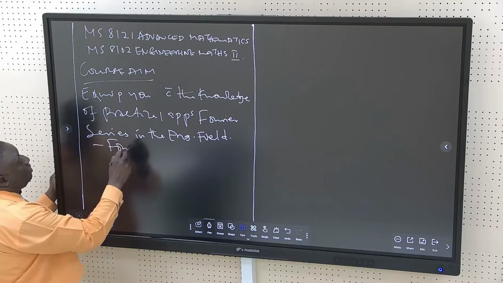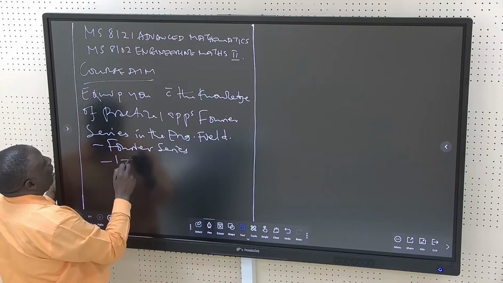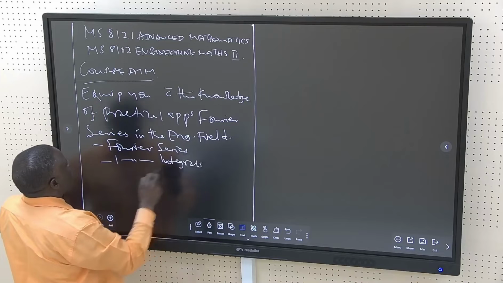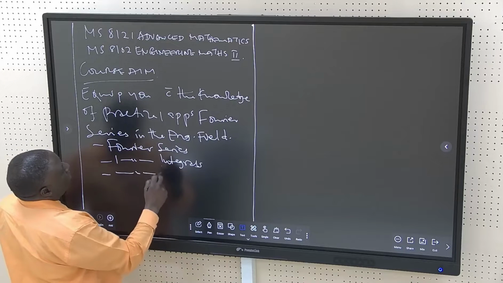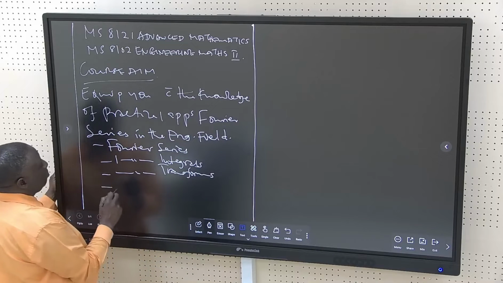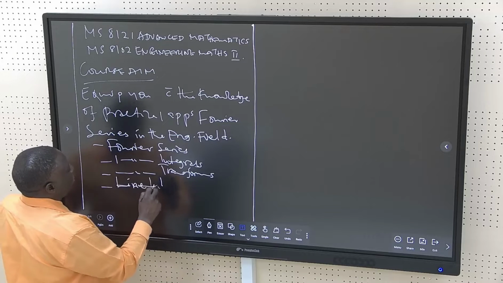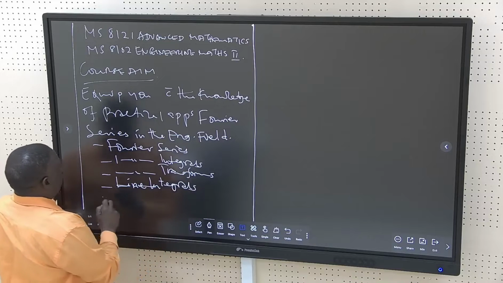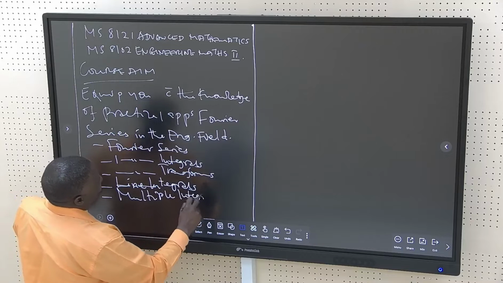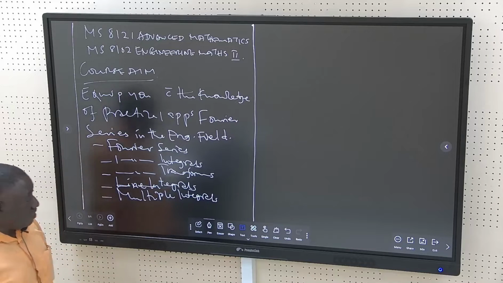There are some areas which we are going to deal with. We'll deal with Fourier series themselves, Fourier integrals, Fourier transforms, and also line integrals and multiple integrals. So these are the major areas which we'll go through in this course.